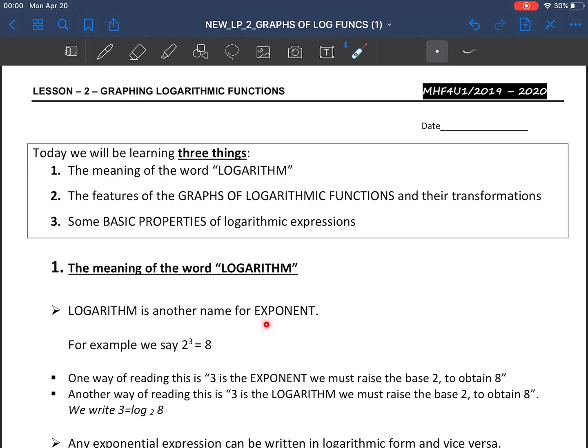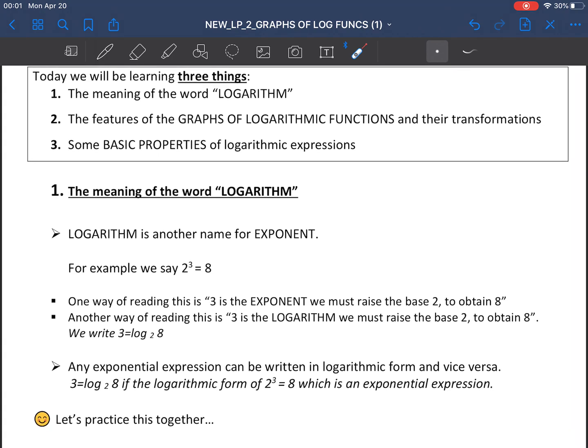So a logarithm is just another name for exponent. For example, we say that 2 to the power 3 equals 8. This is a mathematical statement that describes the relationship between numbers 2, 3, and 8. One way of describing them is 3 is the exponent we must raise the base 2 to in order to obtain number 8.